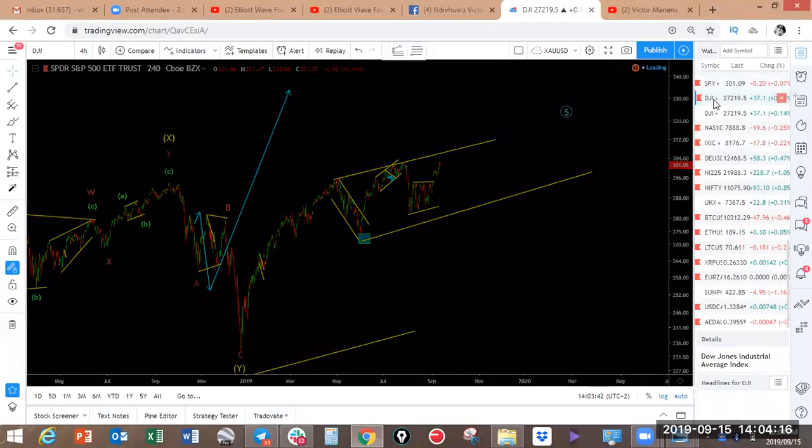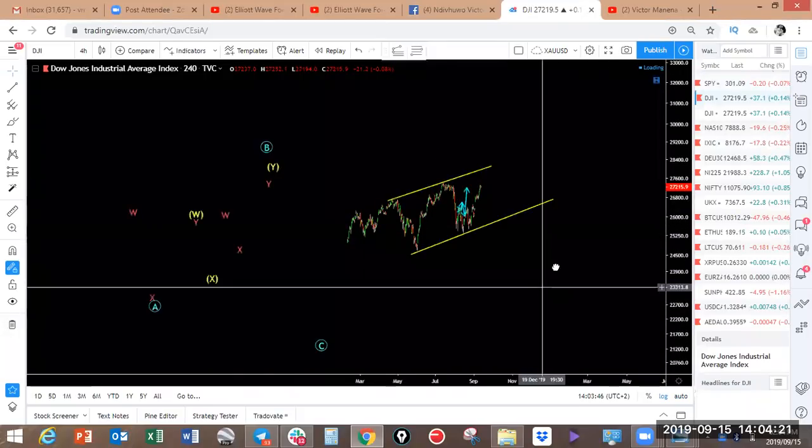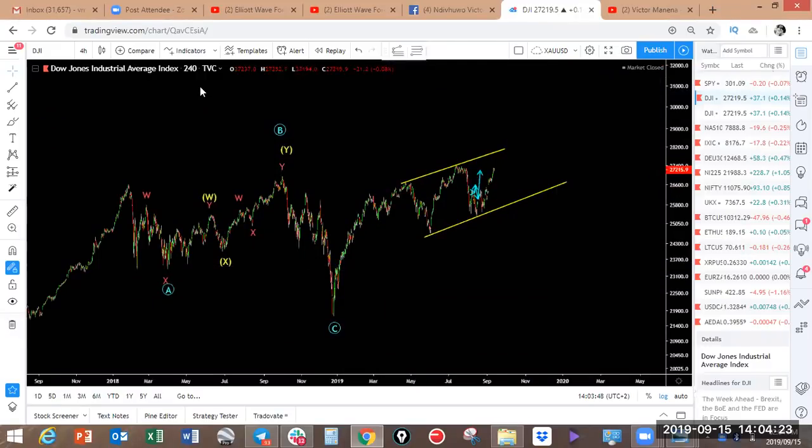The Dow will be a similar structure, also on wave 5 there. Whether we're going to make a diagonal or an impulse, we're going to see.